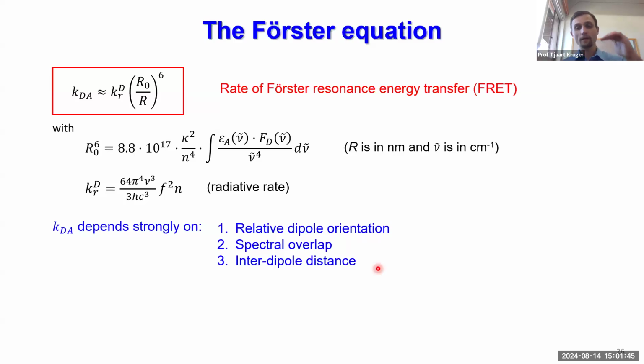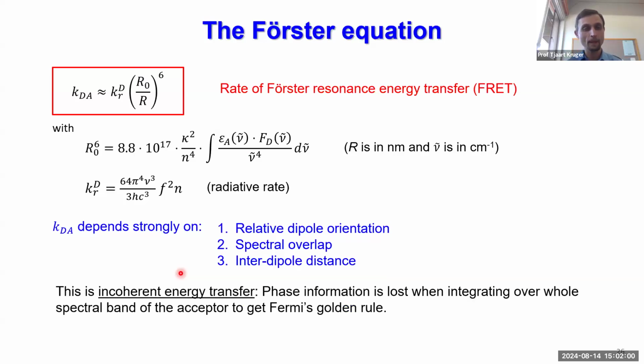Okay, and this decrease versus increase scales with 1 over R to the 6th. So one can pretty accurately determine the interdipole distance by means of FRET, Förster resonance energy transfer. Okay, also what is important to note here is that this type of energy transfer is incoherent. The reason for this is during the derivation, when we consider this band of energy, we lost the phase information because we integrated over the whole spectral band of the acceptor in order to get the Fermi's golden rule.